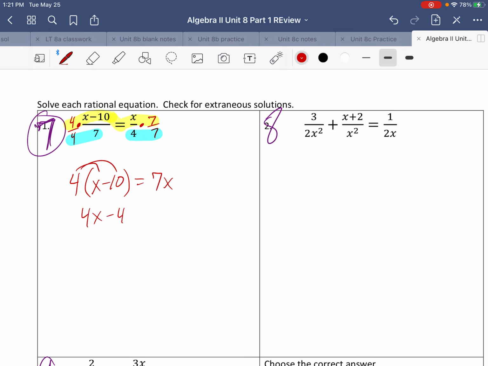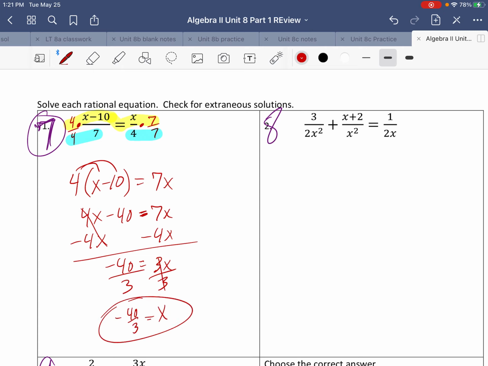Distribute the 4. And now we have like terms across the equal sign, so we're going to change the operation. Divide by 3. And you get negative 40 over 3.